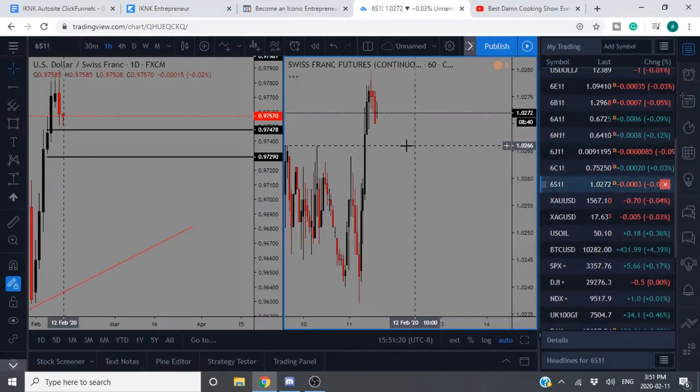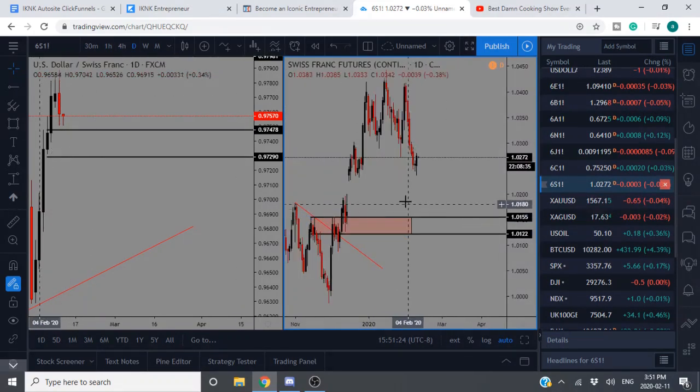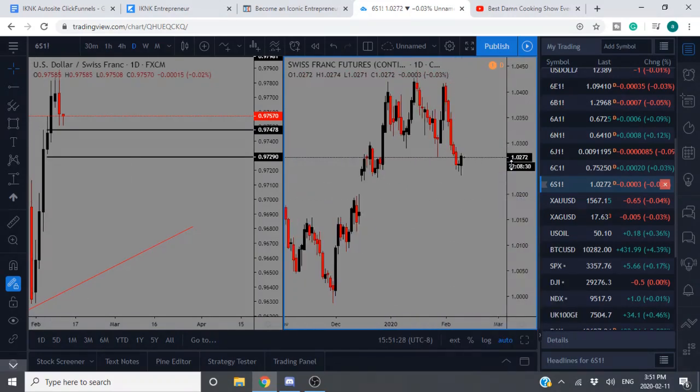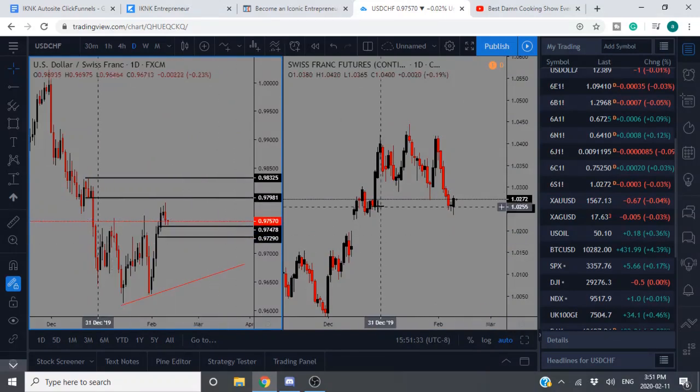So in the Swiss, we can see that prices are already inside the demand zone on the Swiss currency. Here on the right side, we're already inside, but on the left side, we're not yet into that supply. So it's not really correlated right now.